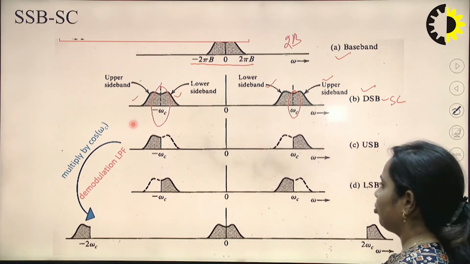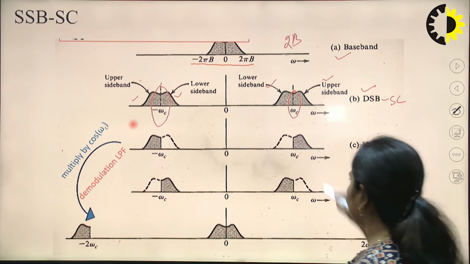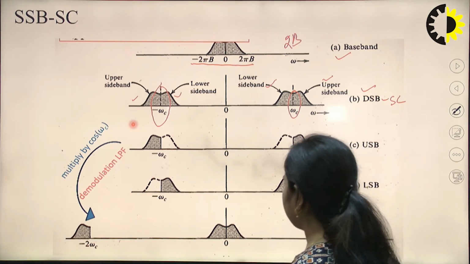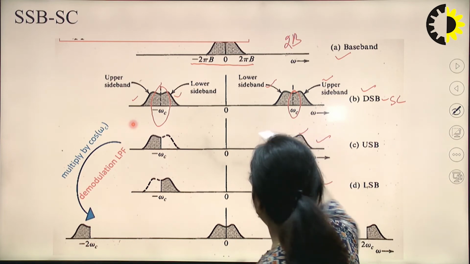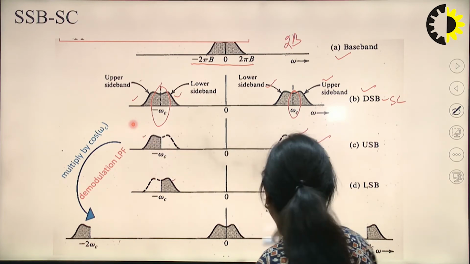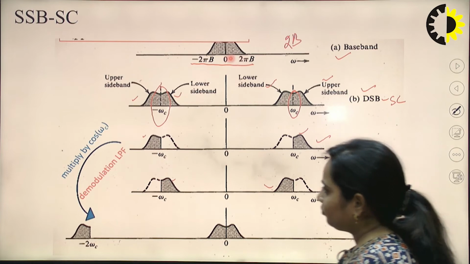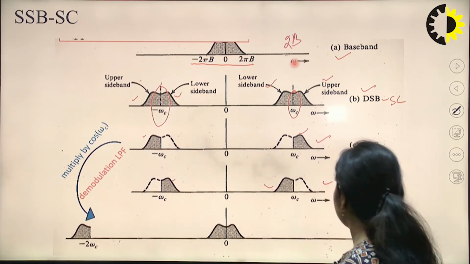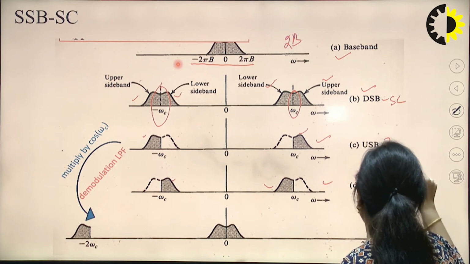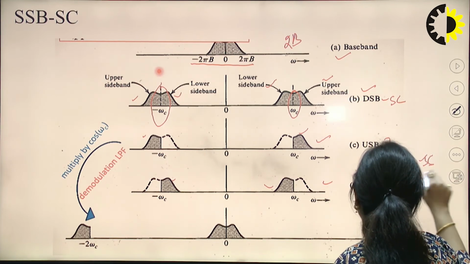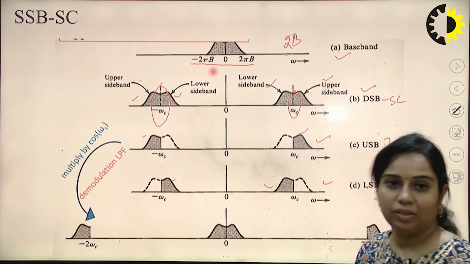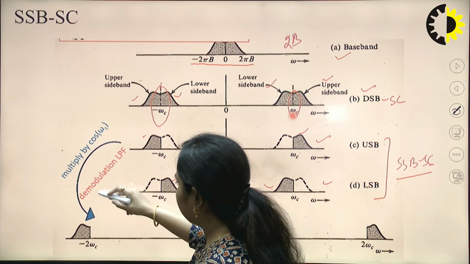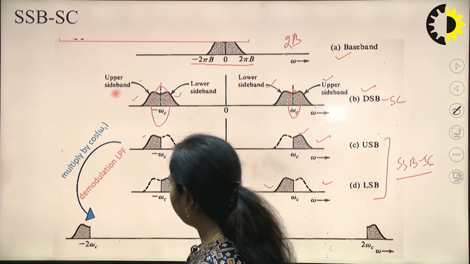Now if we want to transmit only the upper sideband, then this will be the spectrum, and when we want to transmit only the lower sideband, then this will be the spectrum. So this will be USB and this will be LSB. Up to here we have seen that these two are the SSB-SC cases, one with the upper sideband and the other with the lower sideband. Now it has to be multiplied by cos omega c and demodulated by a low pass filter.